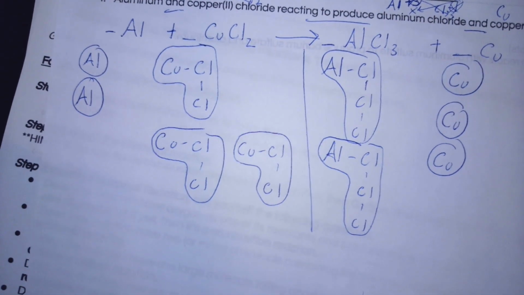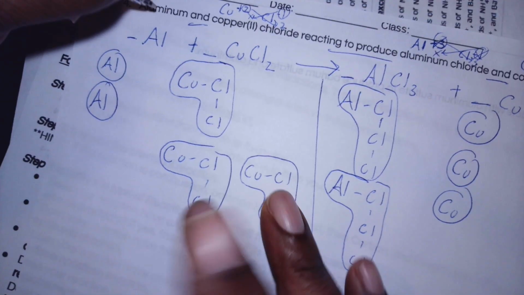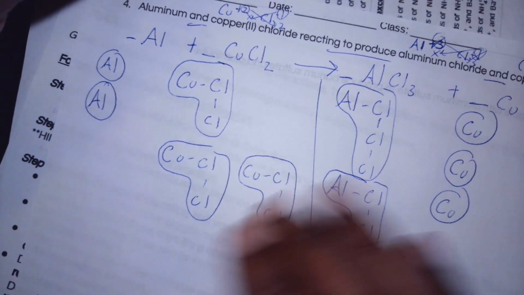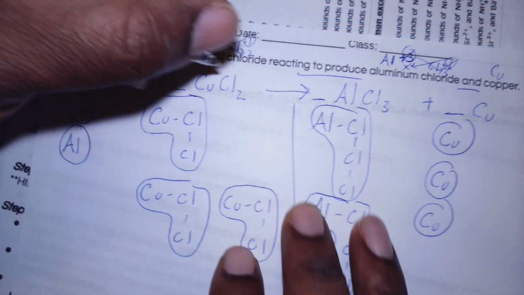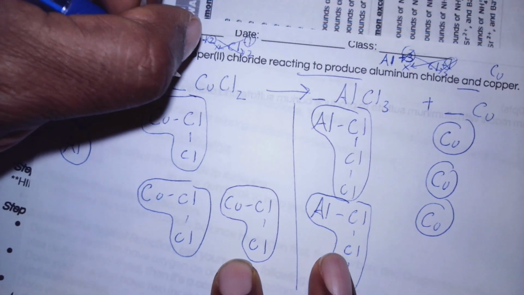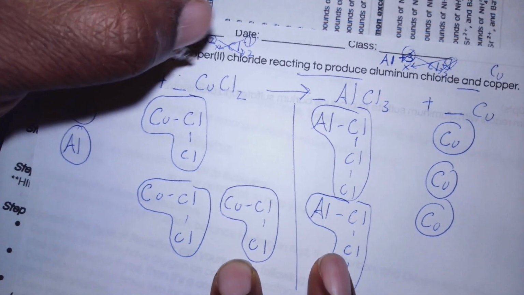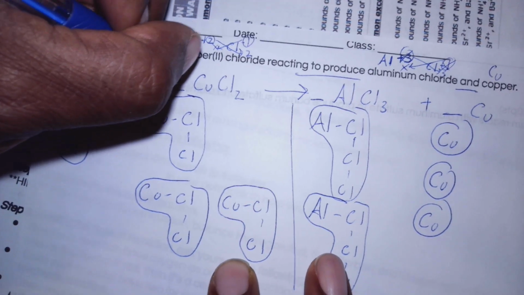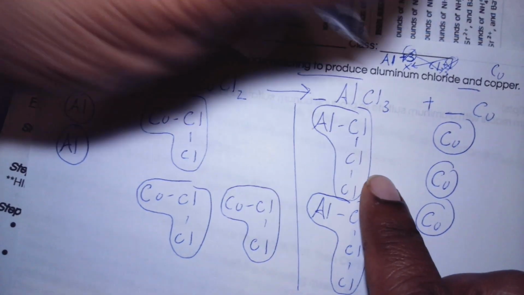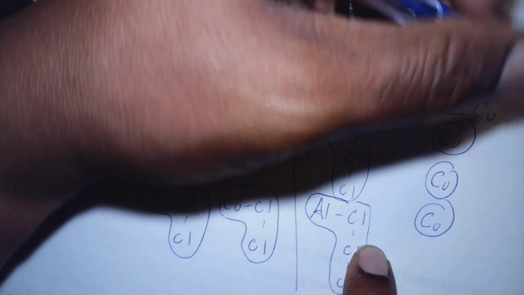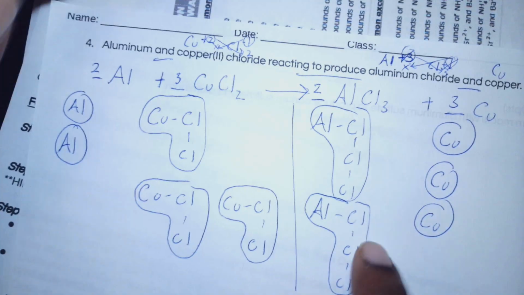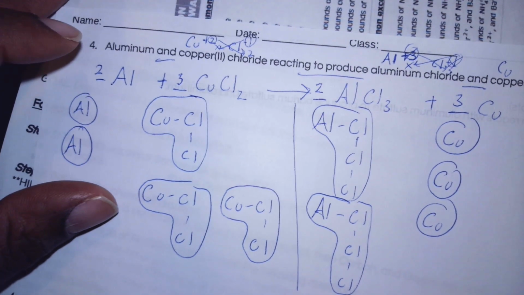Okay, so we're going to say we have 2 units of aluminum atoms reacting with 3 units of copper 2 chloride compounds, which produces 2 units of aluminum chloride compounds and 3 units of copper atoms.